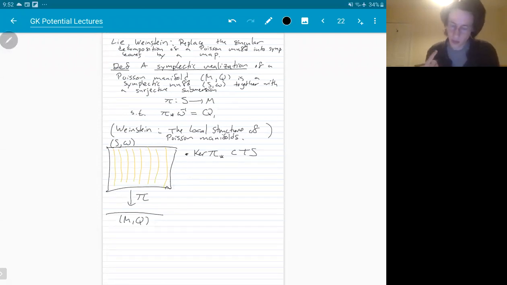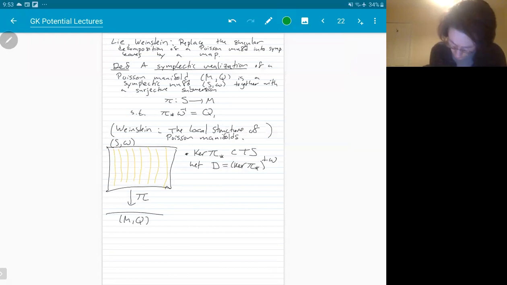But we can use the symplectic form to define an orthogonal. So let's take D to be the orthogonal complement using the symplectic form. It's all the vectors in the tangent bundle of S that pair using the symplectic form to 0 with the tangent to the fibers of pi. So that gives us this other distribution.